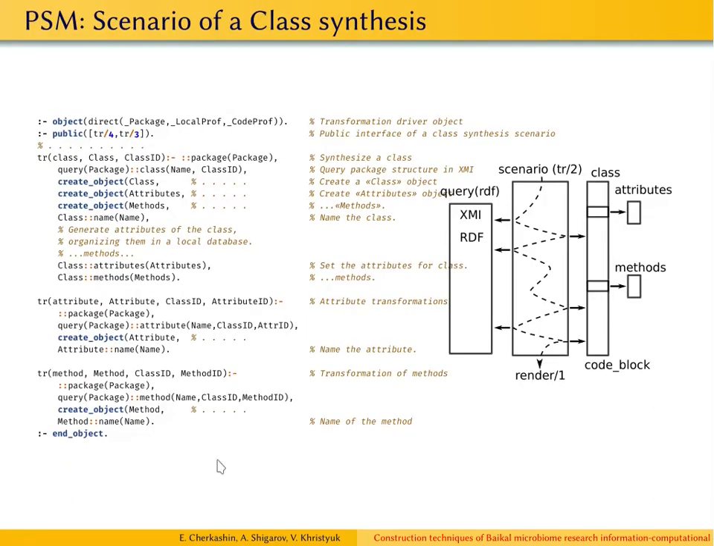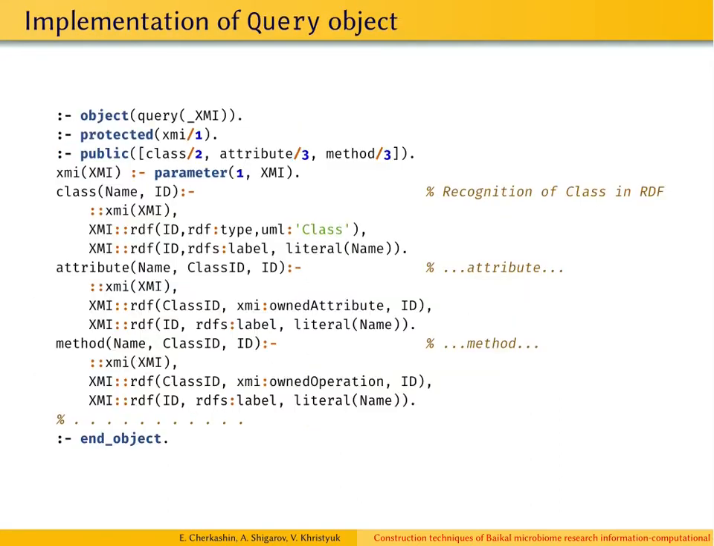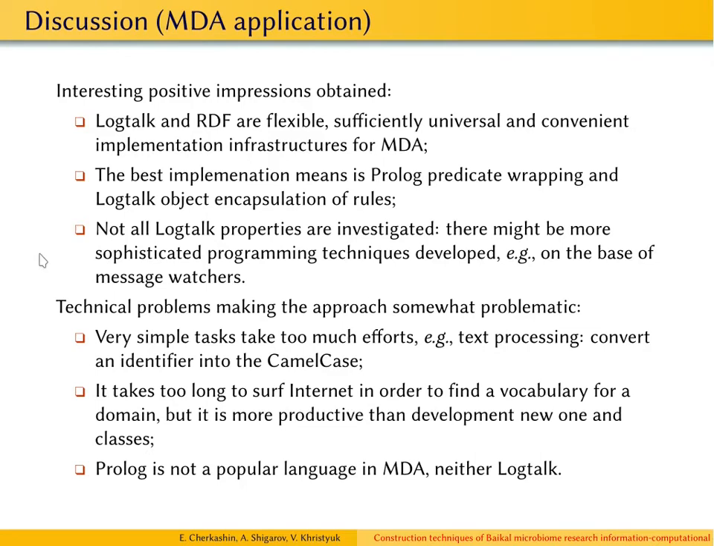In this slide we present a transformation scenario as a logical object. This is an example of a facade object. In this project we have a good result in analyzing different tools for model transformation, namely Logtalk. It is flexible. It allows us to encapsulate knowledge behind predicates and objects.